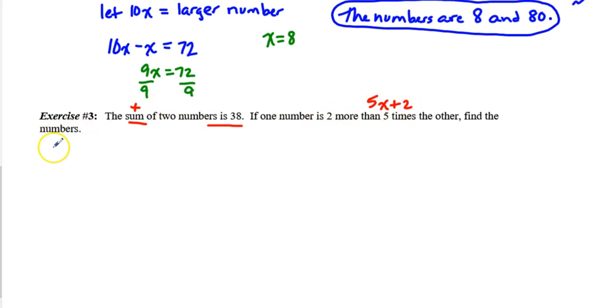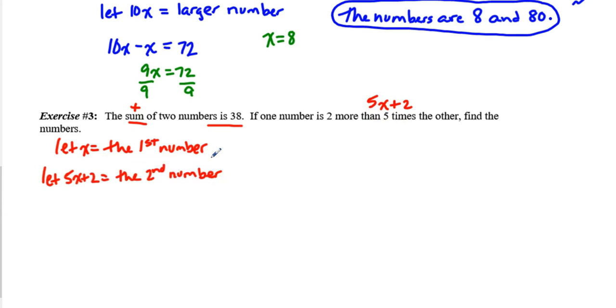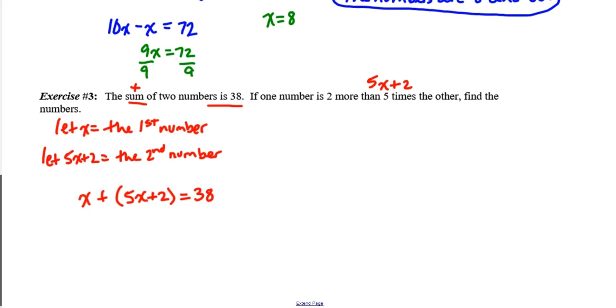So we got these two numbers. Let's create our let statements. Okay, x is going to be called the first number, and the second number is 2 more than 5 times, so 5x plus 2. Okay, finally, we've used all the information except for this first statement, the sum. So we've got x plus, I'm going to put parentheses around the number that is an expression. I've got parentheses around it because sometimes it will matter. It will matter in a subtraction. So let's just be in the habit.